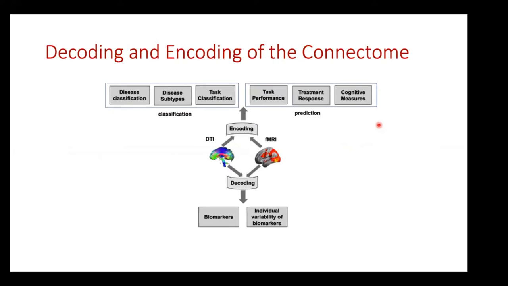Another work that we did was the encoding and decoding. Encoding means you take the connectome and make a small compact representation. And by doing that, we can classify a brain into different classes. For example, we can say that it's a disease, a patient brain or a normal brain. Or, given a disease, we can say at what stage, early dementia, late dementia.